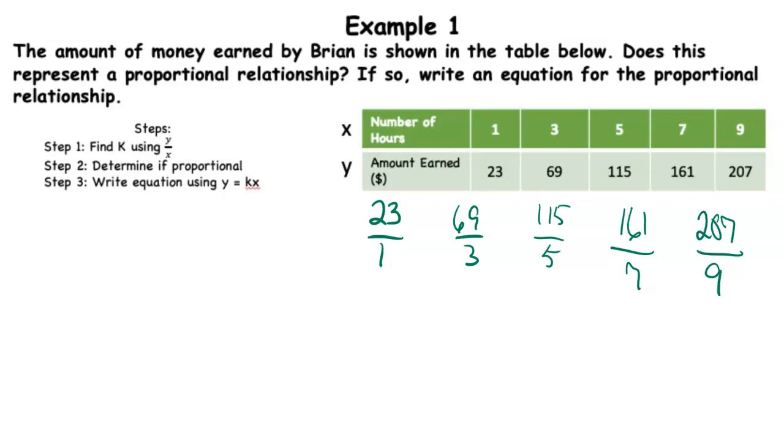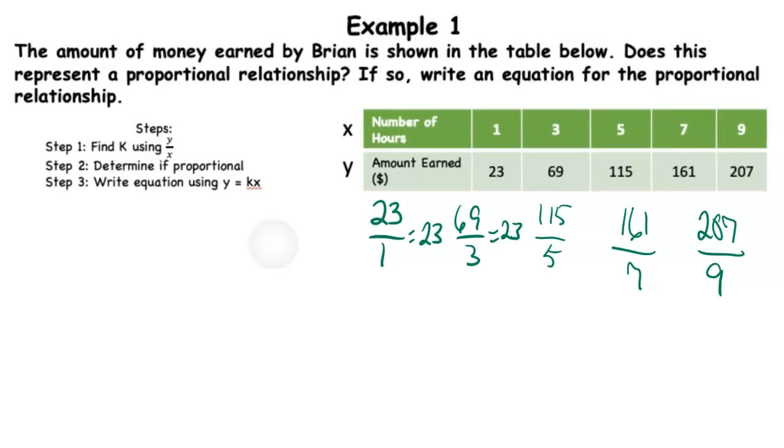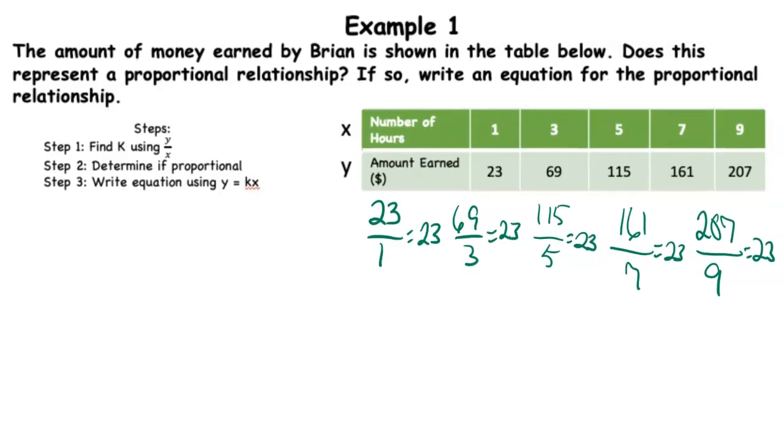And if I were to divide all of these fractions or simplify all these fractions, I would get the same amount. And that's what tells me that's a proportional relationship. 23 over 1 is just 23. If I did 69 divided by 3, I would also get 23. If I did 115 divided by 5, I would get 23. If I did 161 divided by 7, I would get 23. And if I did 207 divided by 9, I would get 23. Every time I simplify it down, I would get 23 over 1, or just 23.